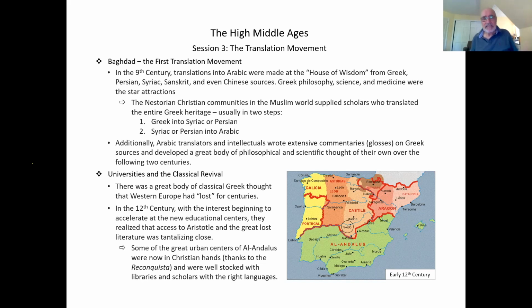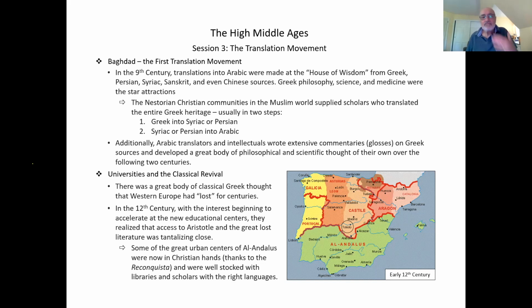So in that next bullet, additionally, Arabic translators and intellectuals wrote extensive commentaries, glosses, comments in the margins. You see these glosses in manuscripts. Commentaries on Greek sources. This is like Talmudic commentary on Torah.